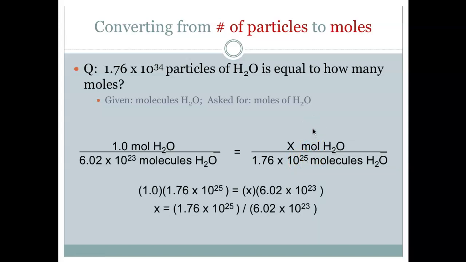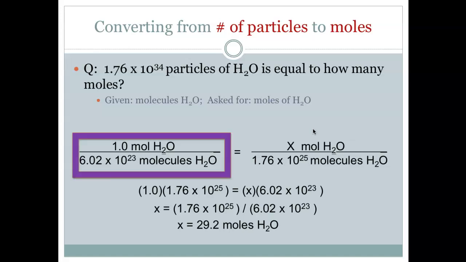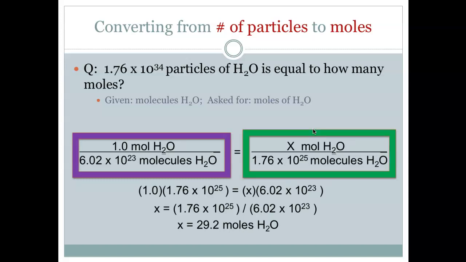Cross multiply, solve for X, and we find that 1.76 times 10 to the 25th molecules equals 29.2 moles of water. Again, does this make sense? Well, 1.76 times 10 to the 25th is larger than Avogadro's number, so our answer should be more than 1, and it is. Again, this half of the proportion is the relationship we know, and this half comes from the problem. And our units line up properly.